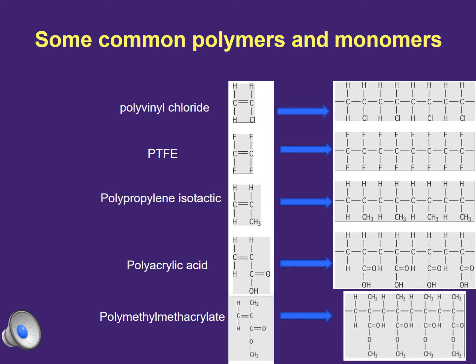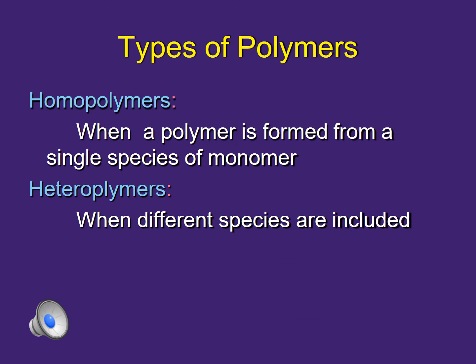So here are some of the common polymers and monomers. We have polyvinyl chloride, polytetrafluoroethylene, polypropylene isotactic, polyacrylic acid, and polymethyl methacrylate. Types of polymers: we have homopolymers and heteropolymers. Homopolymers are formed from a single species of monomer, and heteropolymers when different species are included.